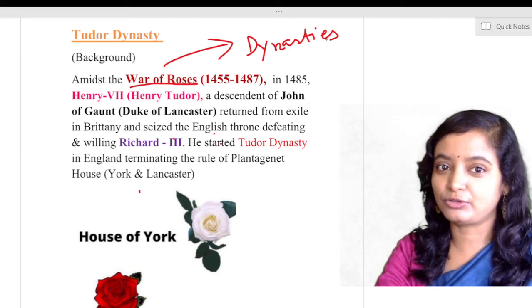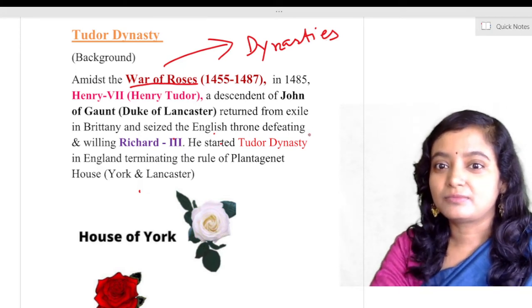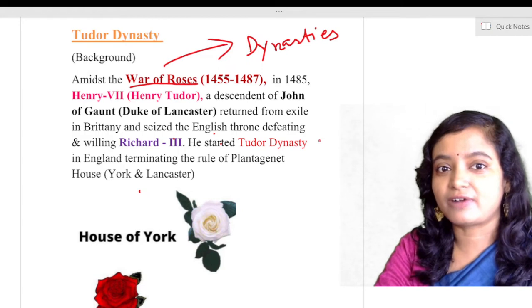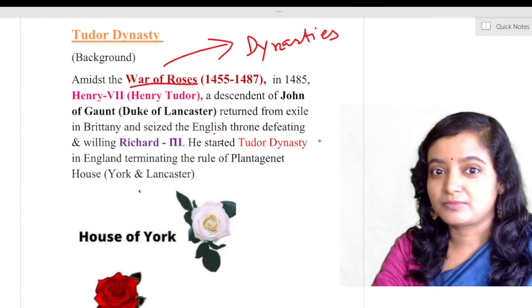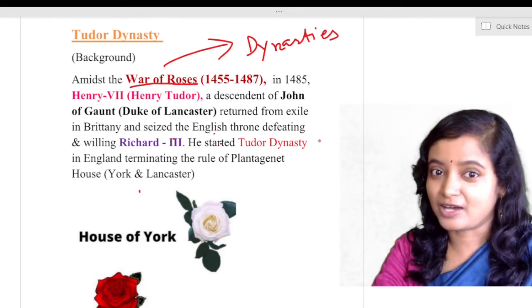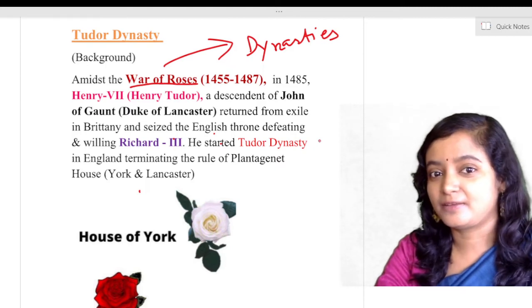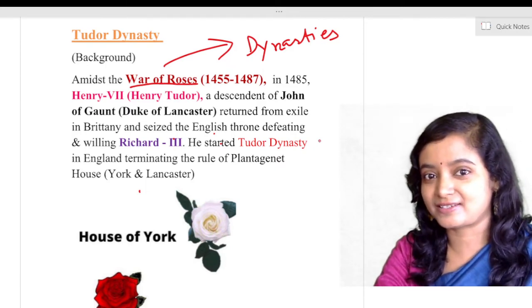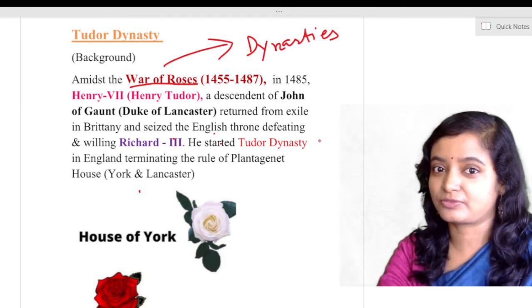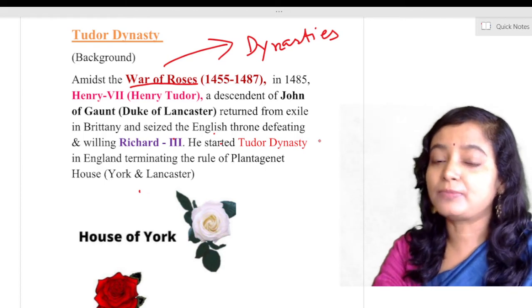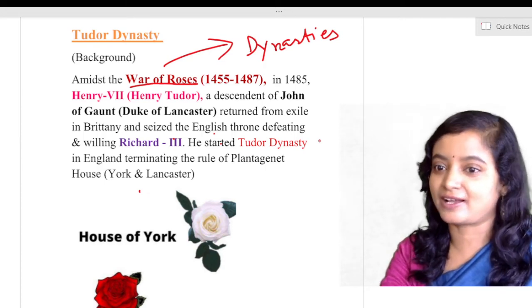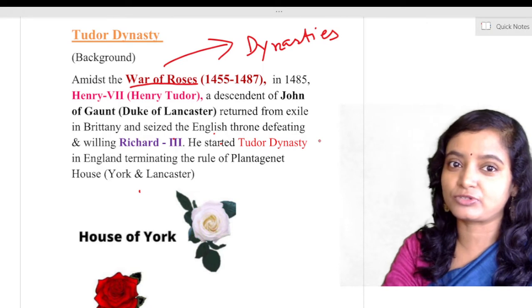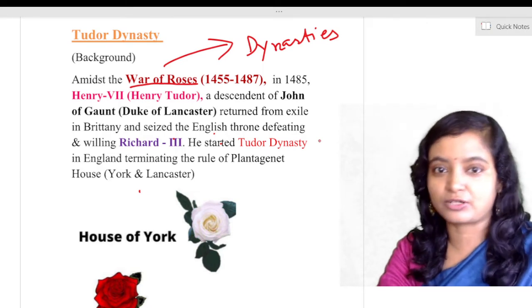In that video, you will understand the root, the tree of houses, that Plantagenet house, and then how it got breached into York and Lancaster and what caused the War of Roses. So you must watch that video, because if I try to again say about the War of Roses and the Tudor Dynasty, you will just get lost.